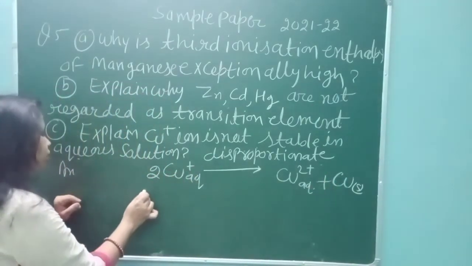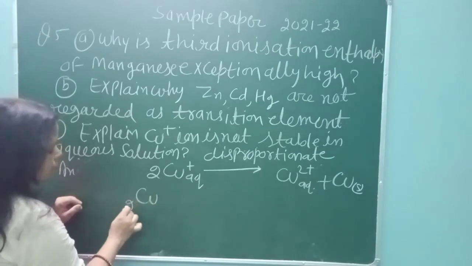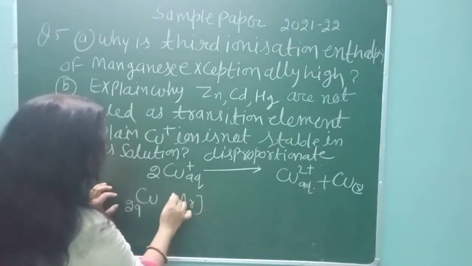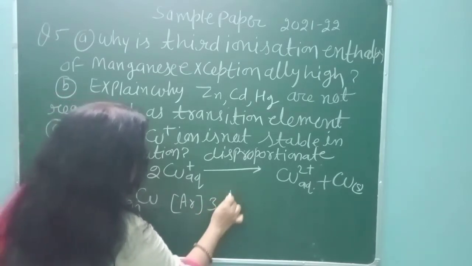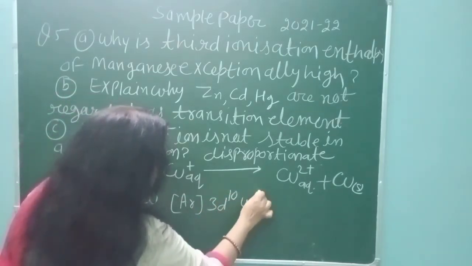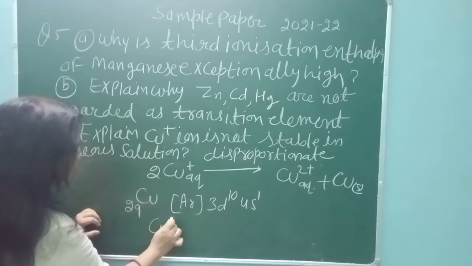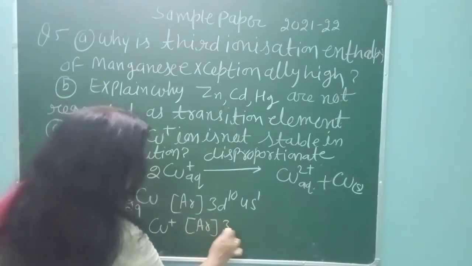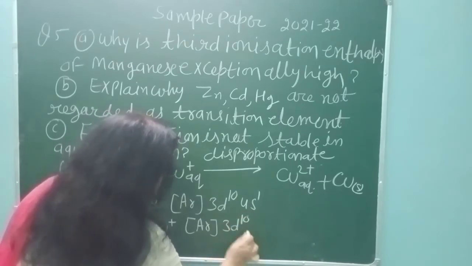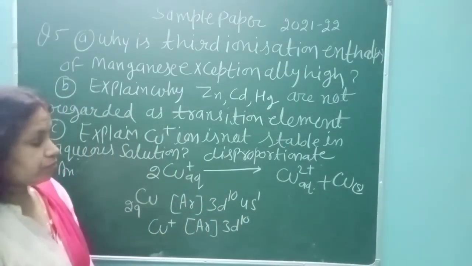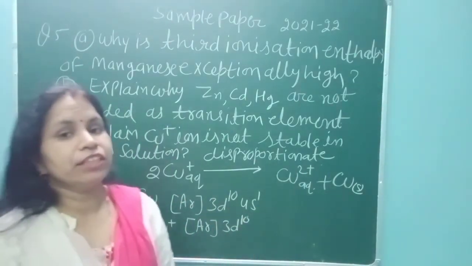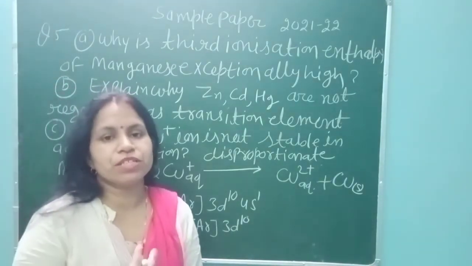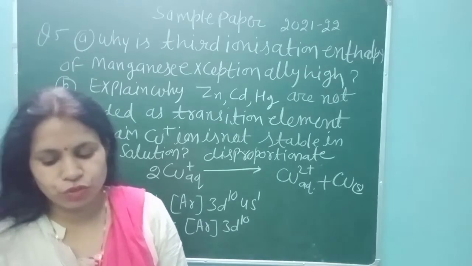Let's see. What is the electronic configuration of copper? Argon 3d10 4s1. And in Cu plus, what is the configuration? Argon 3d10. So let's see the second ionization enthalpy. So what is the second ionization enthalpy? Cu plus is more stable than Cu2 plus.